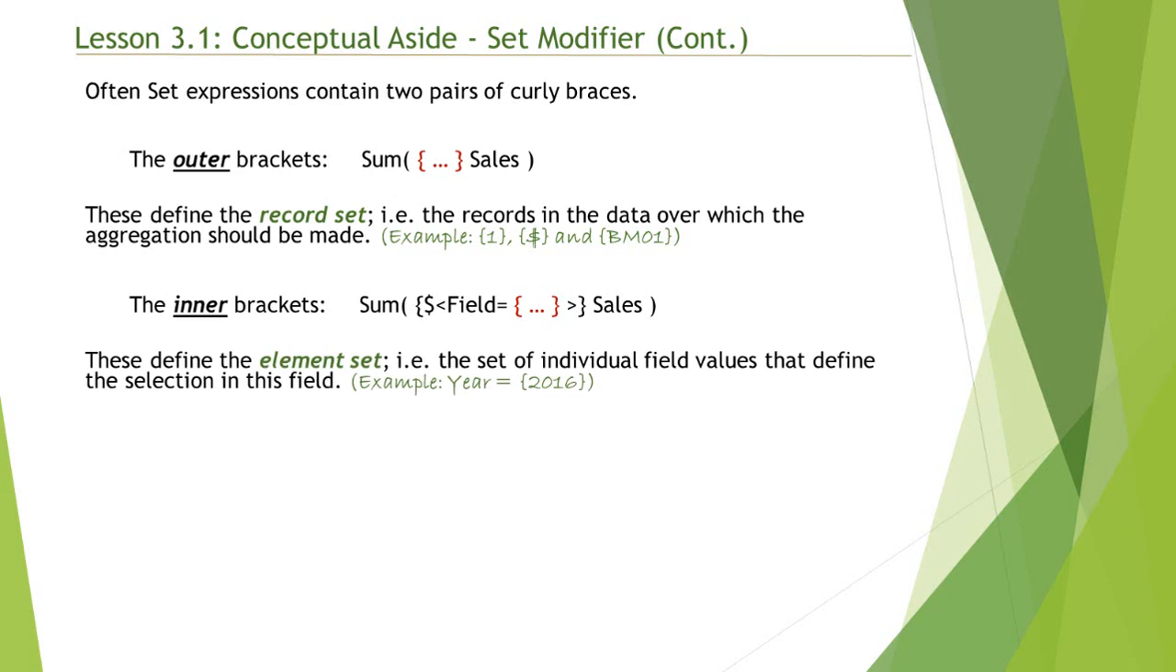So if you understand that there are two pairs of curly braces, one's for the record set, which is the outer, and the other one's for the inner, which is the element set, then the syntax will make a lot of sense going forward. And of course, this is from Henrik Konstrom, who is writing amazing articles on the QlikView Design blog, and I highly recommend that you go and read some of his articles on set analysis.